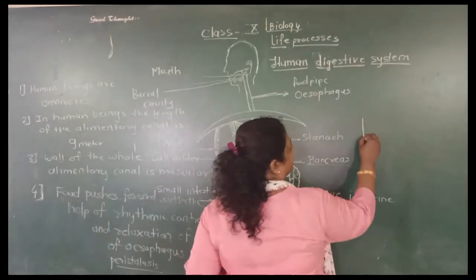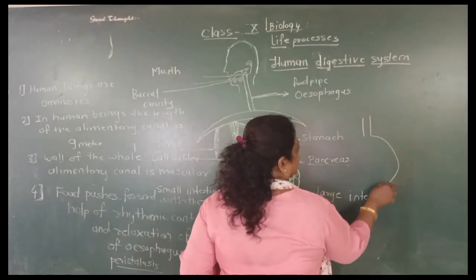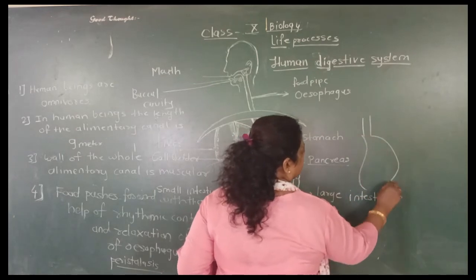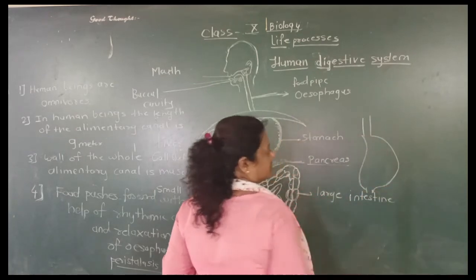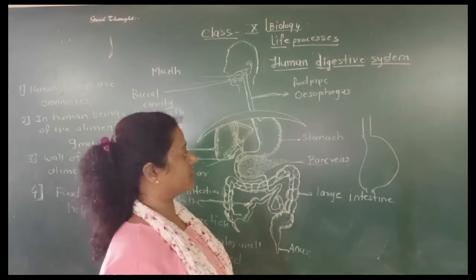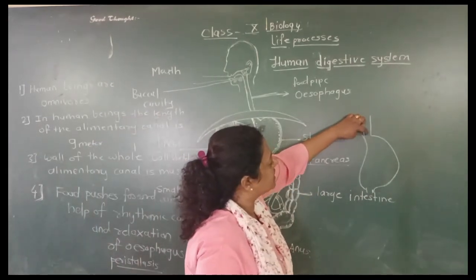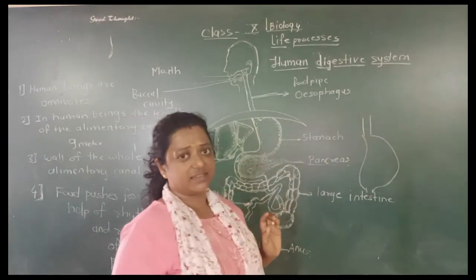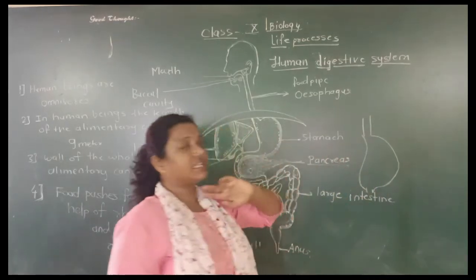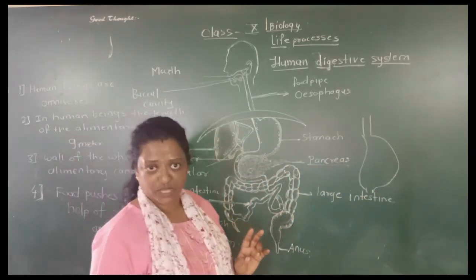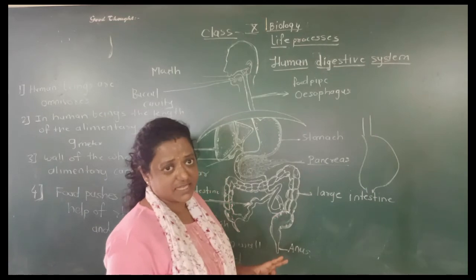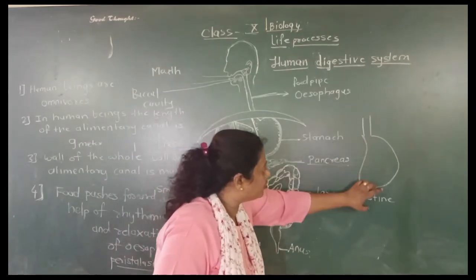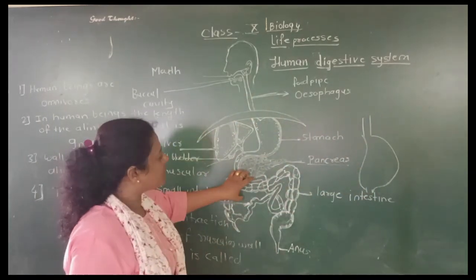See, students, the shape of the stomach is like this. You can see here, it's a J-shaped organ. It's a part of the esophagus. The food will enter inside, and here the churning process would take place. Then the food will move into the small intestine.